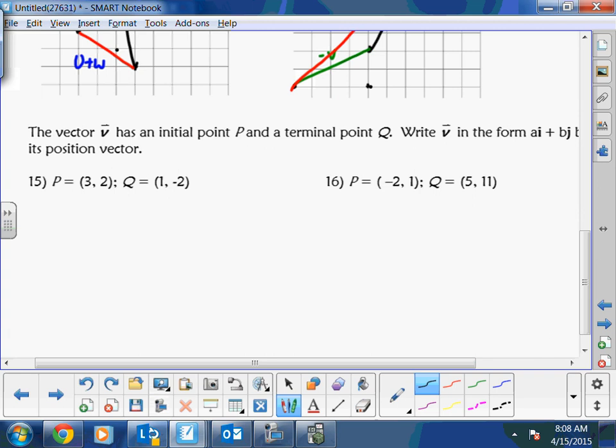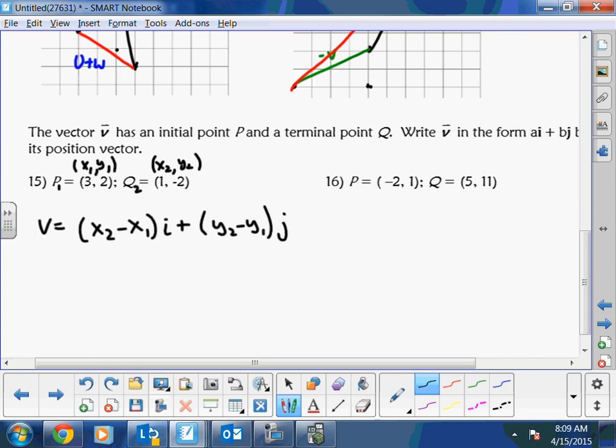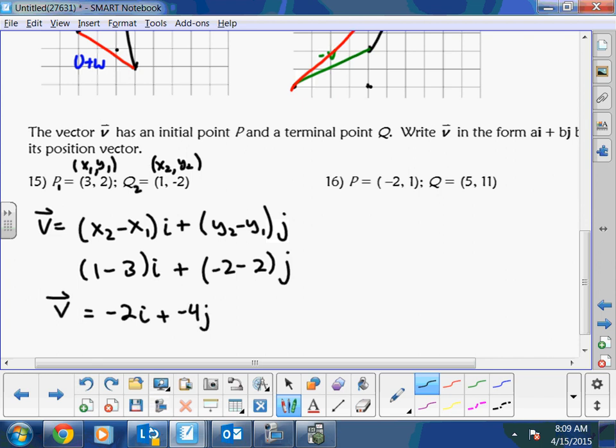Remember, inside your notes, this is labeled as P1, so this is x1, y1. And in your notes, it says P2, x2, y2. It's a good thing to keep in mind because your equation is simply x2 minus x1, i, and then it's a plus here, y2 minus y1, j. So in this case, all we have to do is substitute 1 minus 3, i, and negative 2 minus 2, j. So this is going to become negative 2i plus, so vector v, and this over here is going to become negative 4. Okay, and that's your answer.